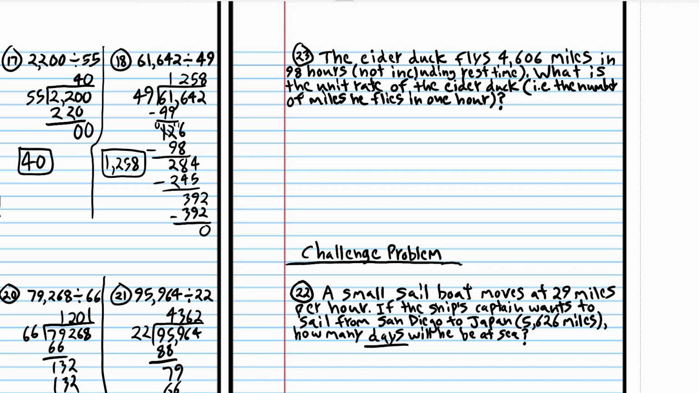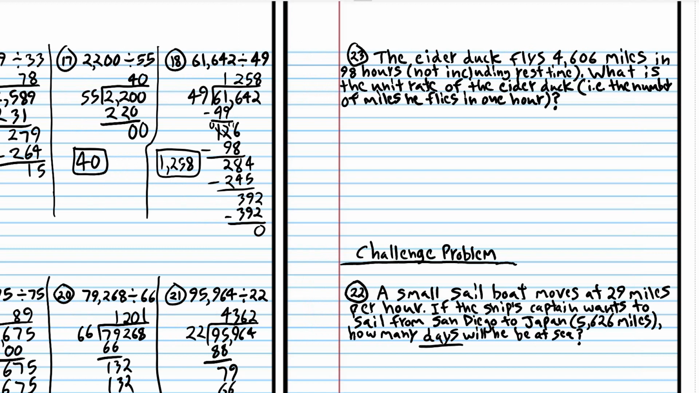So what we have to do is take the number of miles he flies in 98 hours, and divide it into 98 equal parts, and figure out how big each one of those parts is, and that's the answer. We're done. So we're going to take 4,606 and divide it into 98 parts. 4,606, should start higher up, divided by 98.